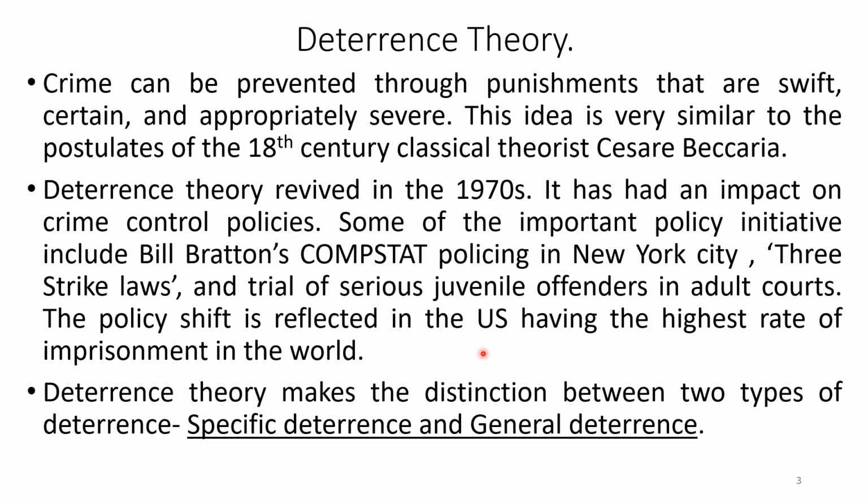The adoption of deterrence theory in the criminal justice system in the United States was largely at the cost of rehabilitation theory, which recommended reforming a person who had committed crime and helping him to lead a life away from crime. Deterrence theory differentiates between specific deterrence and general deterrence, which will be discussed in detail in the coming slides.